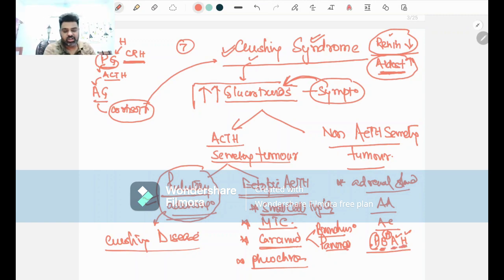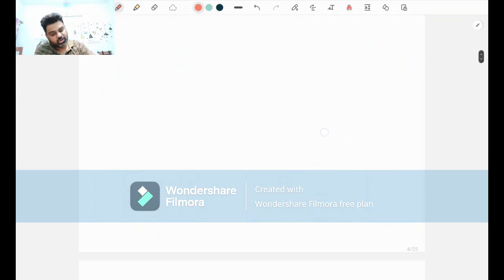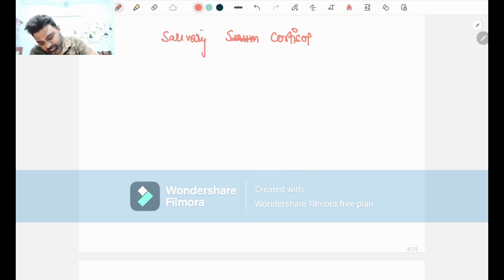So this is about Cushing syndrome. Now, how will we diagnose Cushing syndrome? For example, if we have a patient with hypertension, hypokalemia, and metabolic alkalosis, and we are suspecting Cushing syndrome, how will we diagnose? The initial thing that we'll do is go for the serum cortisol. Sorry, we'll go for the midnight salivary cortisol.